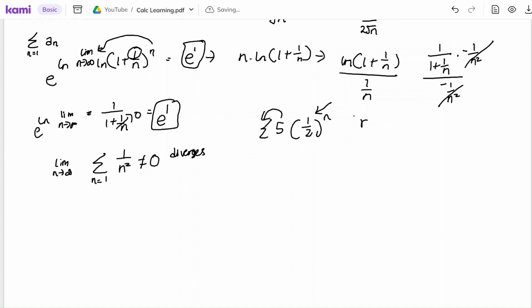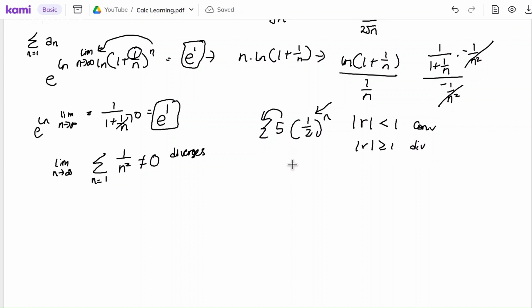If the absolute value of r, it can be negative, it doesn't matter, is less than 1, then it's convergent. If r is greater than or equal to 1, then it's divergent.